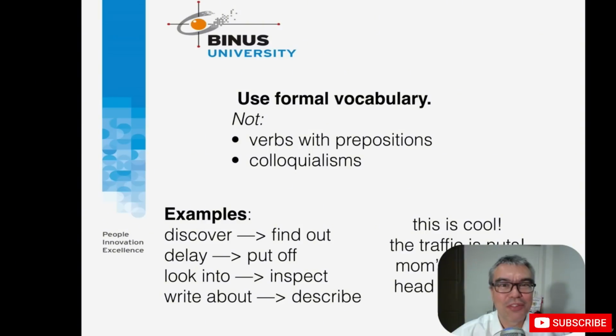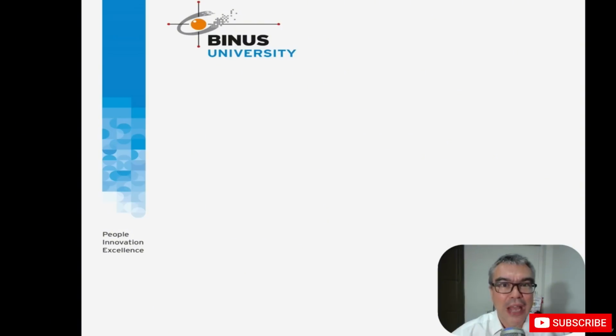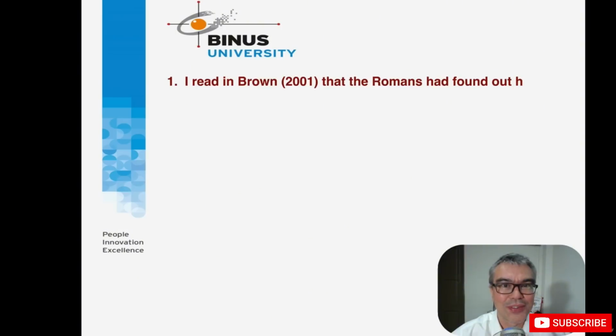Let me just summarize what we've covered. These are the three key features of academic writing. Number one, use passive voice. Number two, avoid personal pronouns. And then number three, use more formal vocabulary. So let's just look at how this works with a few more examples.